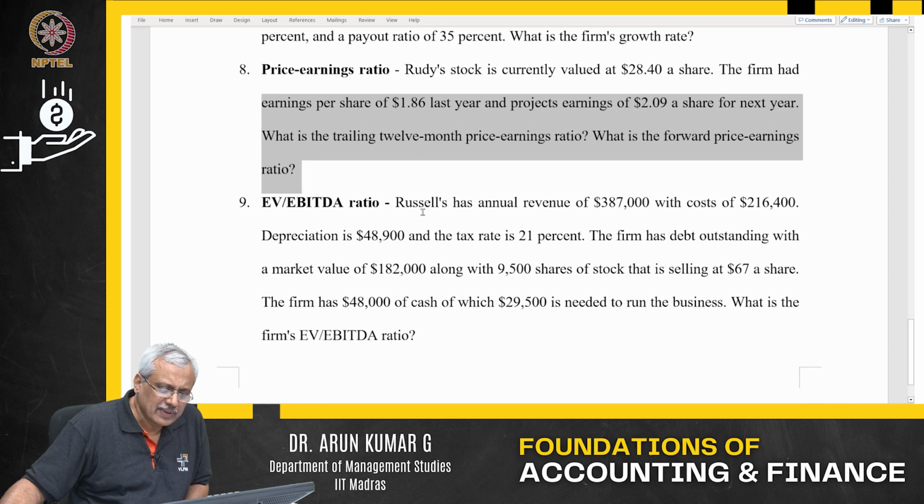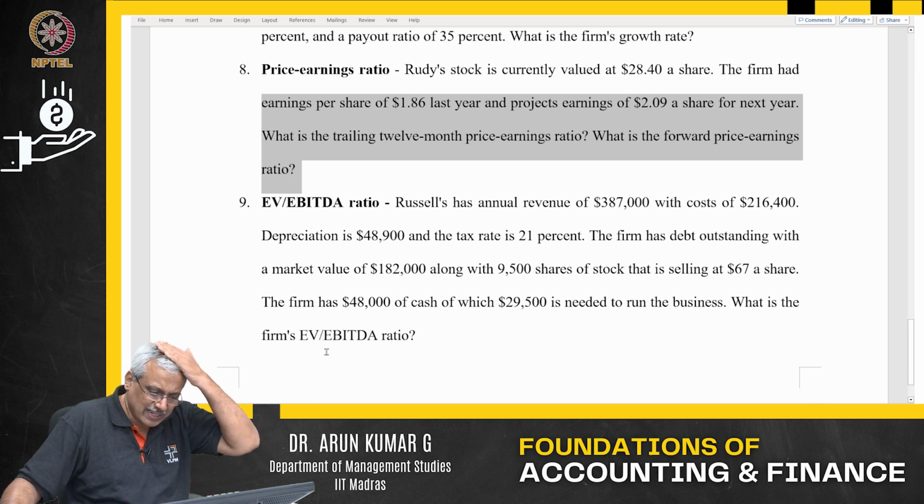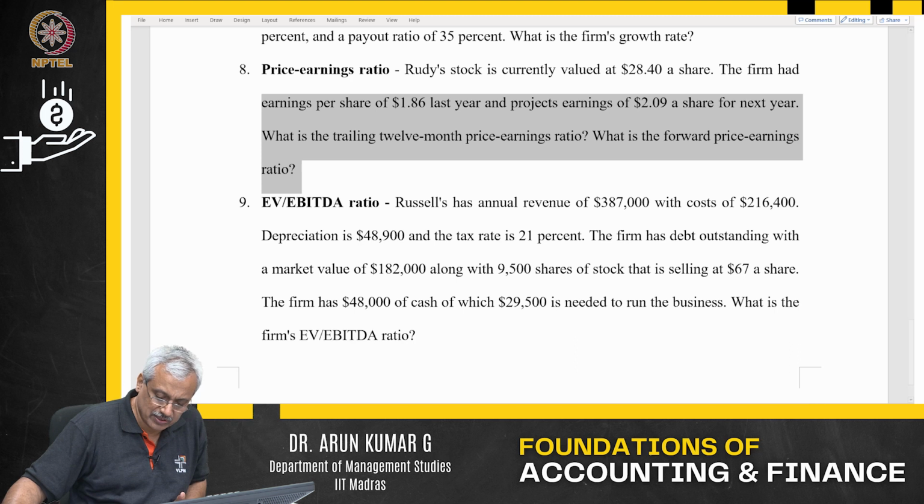Last one. Russell has an annual revenue of 387,000 with cost of 216,400, depreciation, tax rate at 21%, debt outstanding of about 182,000 along with 9,506 shares of $67 each. Firm has a cash of 48,000, of which 29,500 are required to run the business. What is the EV to EBITDA ratio out there?